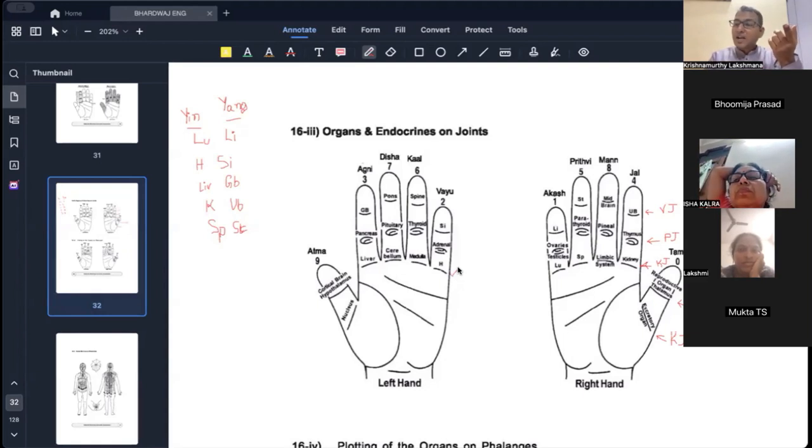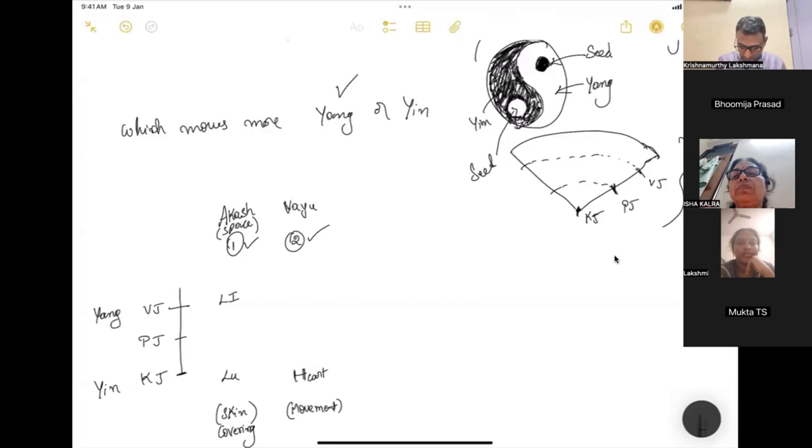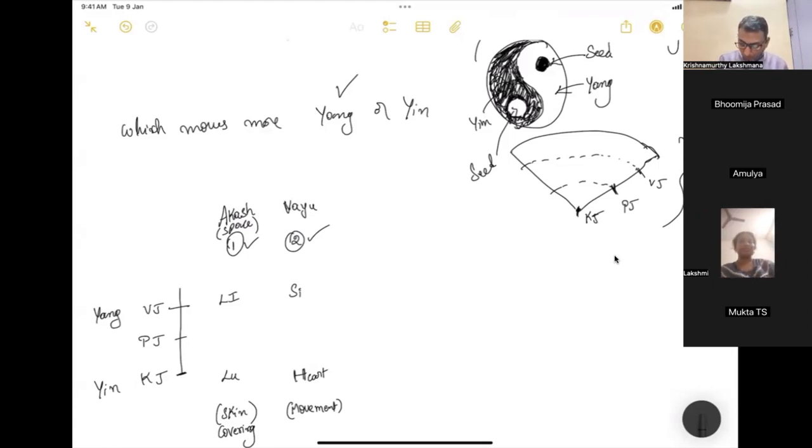So now I am associating the heart to the kapha joint, and its yang organ, its paired organ, the small intestine. Where will I associate the small intestine? I am associating it to the Vata joint. So far clear? Everybody is clear? Okay. Now next, finger number 3, which is Agni.